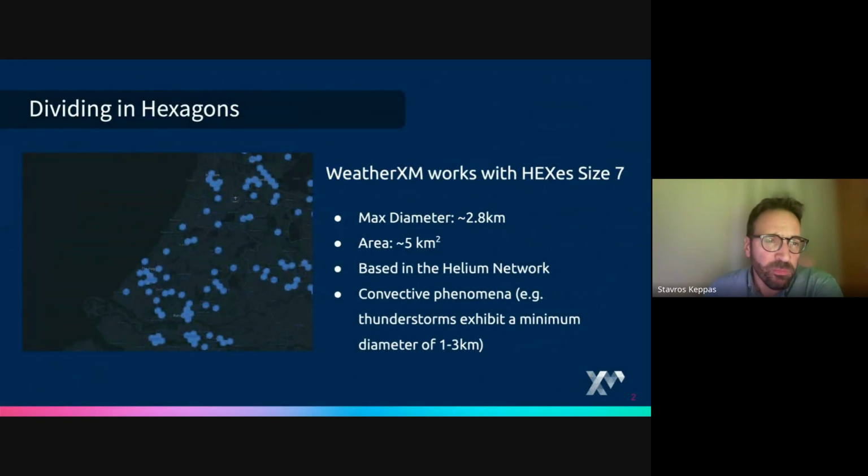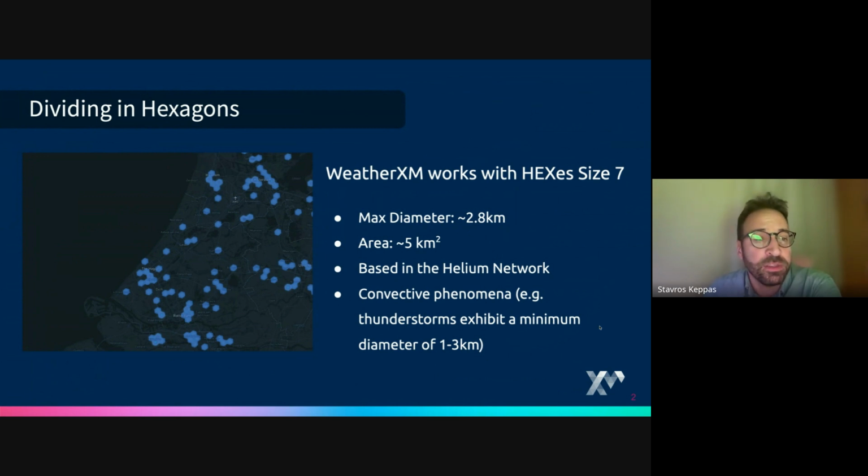Let's start by saying a few words about the hexagons that we use in order to divide the Earth. We use the hexagons that you've already seen on our Explorer. The size of the hexagons was originally chosen to fit the size that the Helium network used. However, covering an area of 5 square kilometers and having a maximum diameter of 2.8 kilometers, these cells are actually ideal for facilitating the scientific purposes of the project.